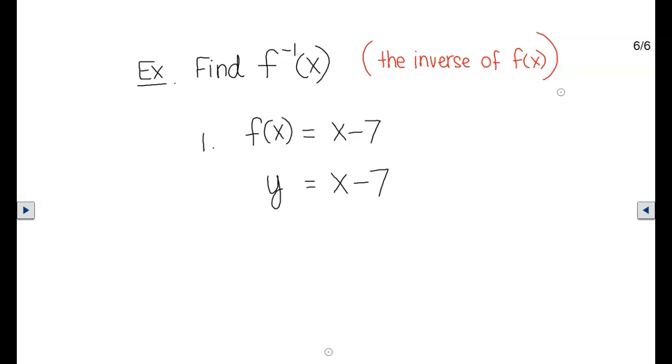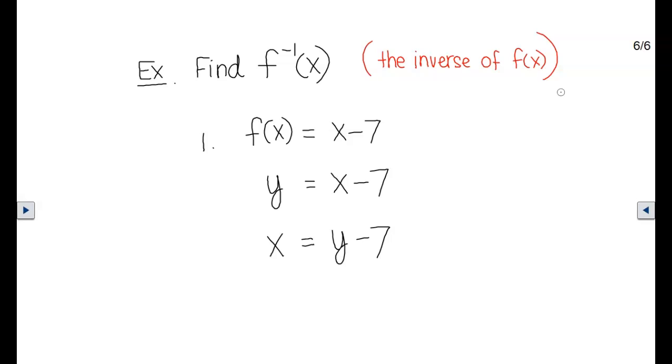Step 2 is to switch the x and the y variables. So the output and the input are going to swap places. When they do, it will say x equals y minus 7. So that is my new equation, the result of switching that x and that y.